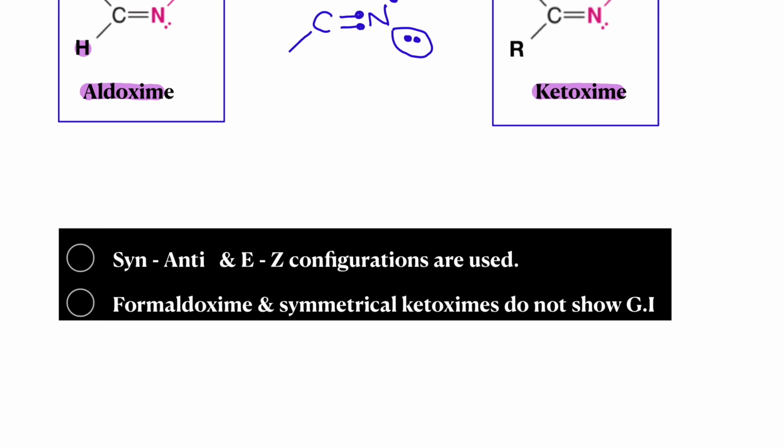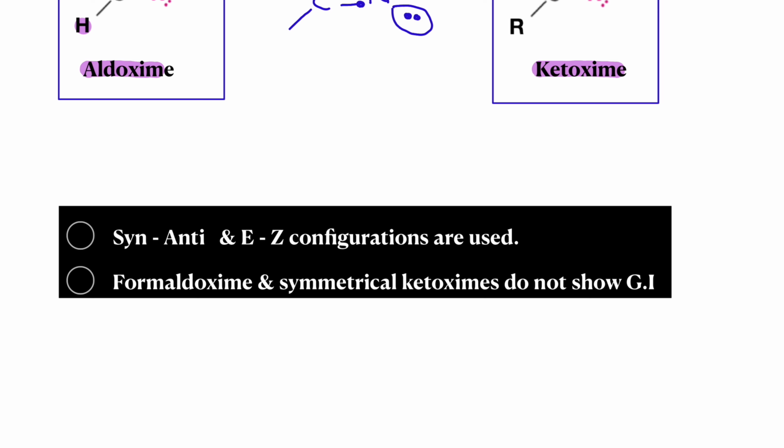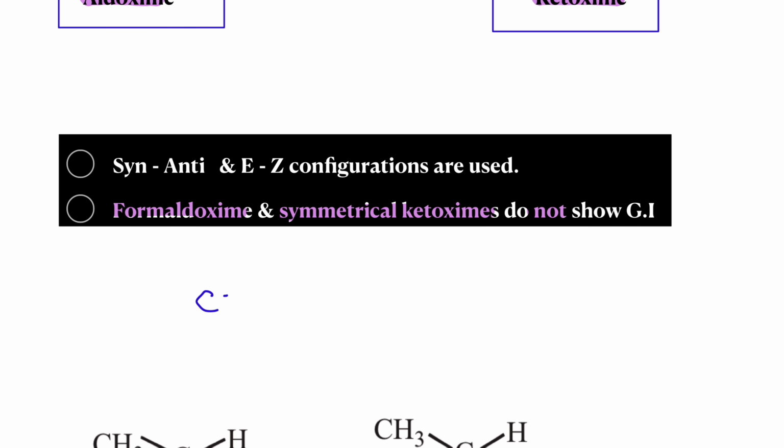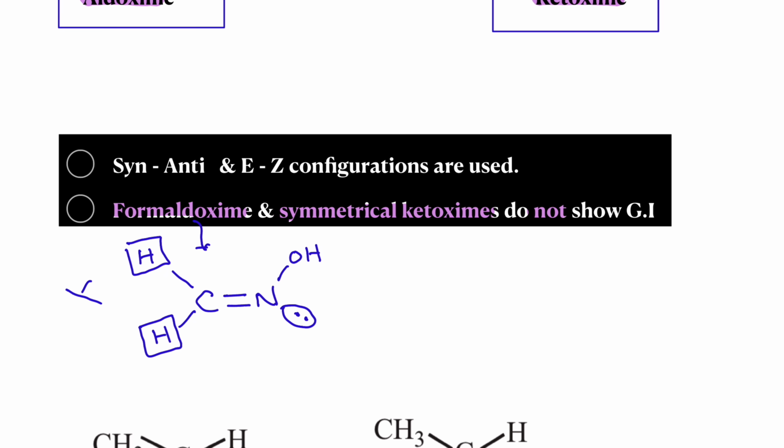But before going to syn anti configuration, another important point here: formaldoxime and symmetrical ketoximes do not show geometrical isomerism. So if you want to write the structure of formaldoxime, that is oxime obtained from formaldehyde, in case of formaldehyde, that carbon has both hydrogens, and this is formaldoxime. Here the group and here also the group both are same, therefore geometrical isomerism is not possible.